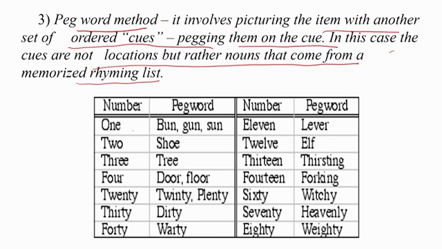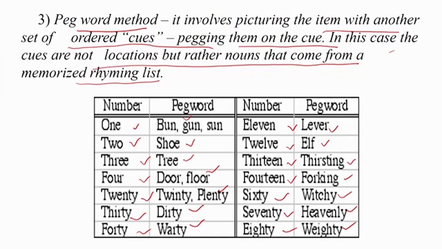And so, 1 is related to the word bun, 2 is related to shoe, 3 is related to tree, 4 is related to door. Similarly, 20 is related to twenty, 30 is related to dirty, 40 to warty, 11 to liver, 12 to elf, 13 to thirsting, 14 to forking, 16 to witching, 70 to heavenly, and 80 to weighty. Since there was also a rhyme, 1, 2, buckle my shoe, 3, 4, shut the door, 5, 6, pick up the sticks, these are basically memorized lists.